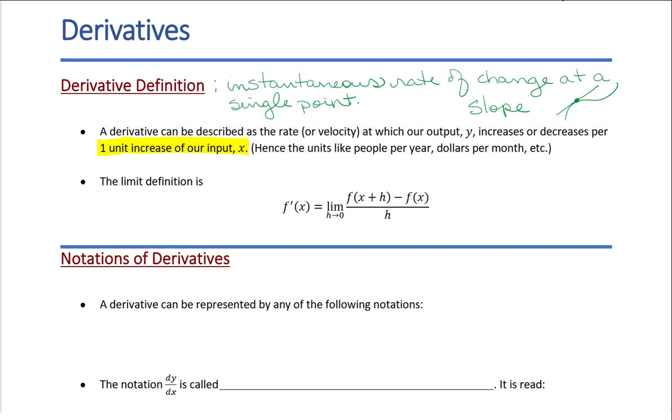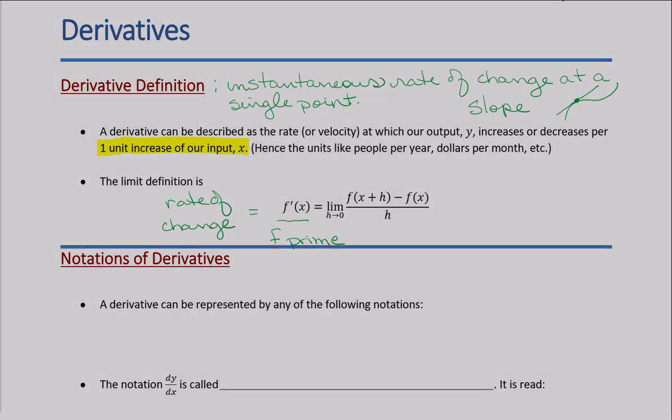If we look at the limit definition, we would use this notation, which is f prime, and this is also our rate of change, where we take the limit as h approaches 0 of f of the quantity x plus h minus f of x, all divided by h. You may recognize this as the difference quotient.